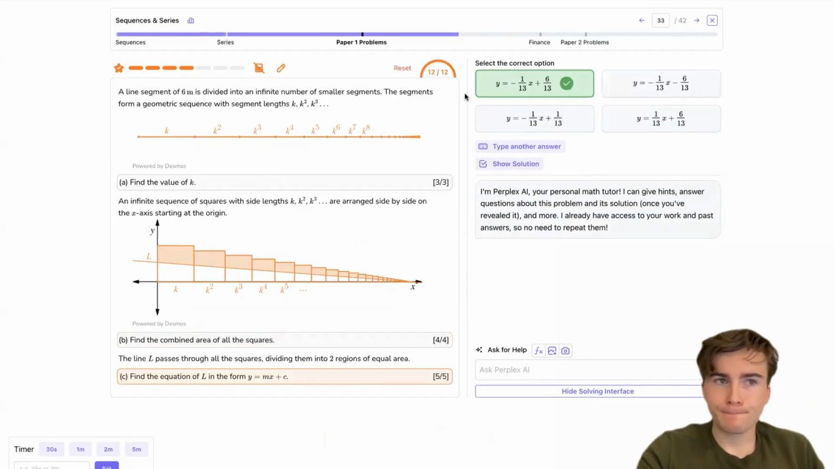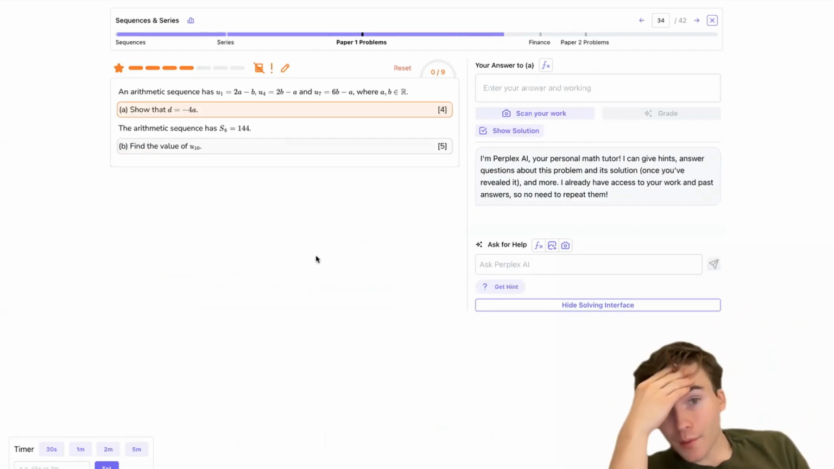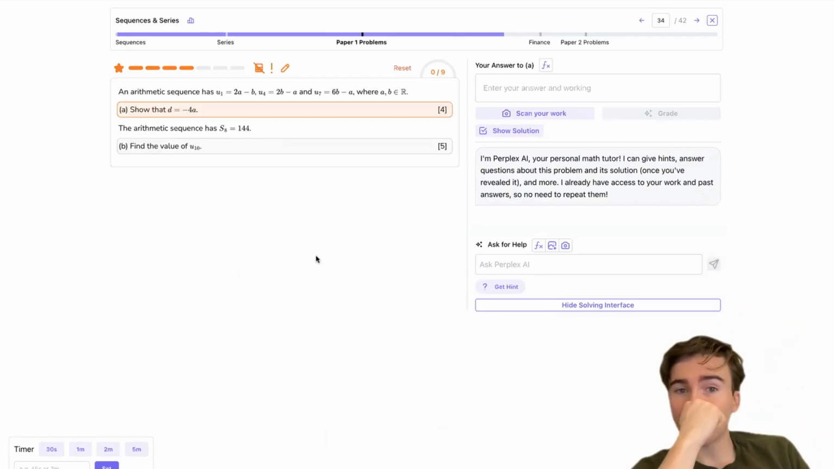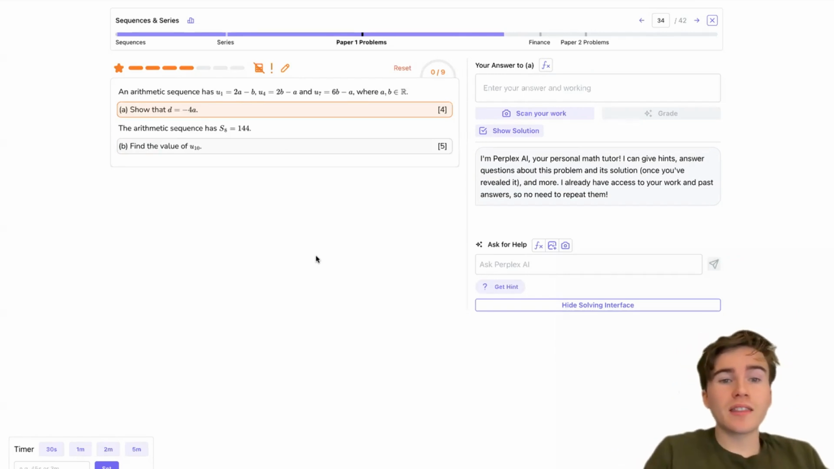I have an arithmetic sequence. It has u1 equal to 2a minus b, and u4 equal to 2b minus a, and u7 equal to 6b minus a. And we want to show that d is equal to negative 4a. All right, so every term here is given in terms of a and b, but we know it's arithmetic.